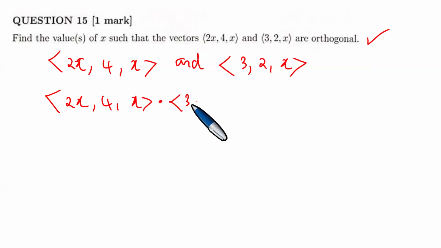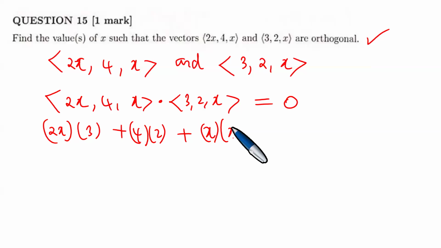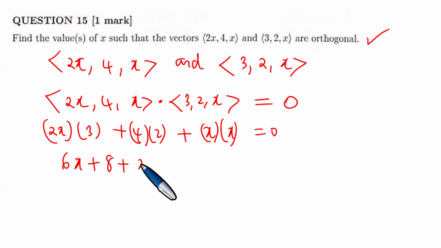So you find the dot product of the vectors with 3, 2x. Now 2x times 3 gives 3 plus 4 times 2, x times x. And then at this point, we have 6x plus 8x squared equals 0. So now you then have, for instance, the following.